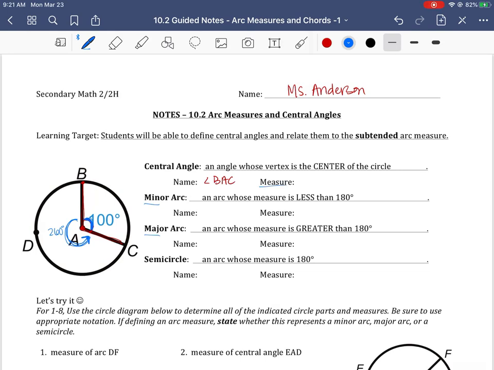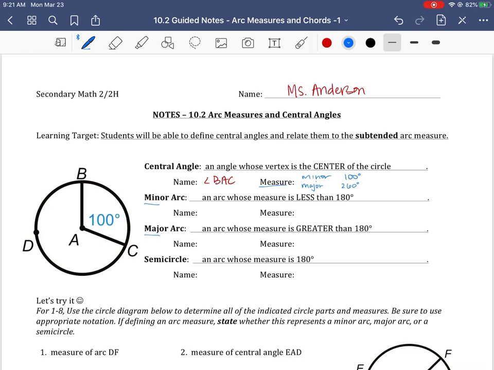So if I was going to define the measure over here for angle BAC, if I'm talking about the minor arc that's being subtended, and I'm just going to write minor so I remember that, I'm going to do 100 degrees. If I was talking about the major or the larger angle there, then it would be the 260 degrees. So we're looking at both there. I'm going to erase this.